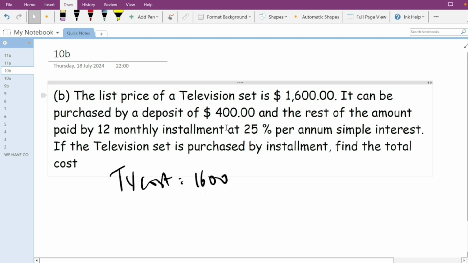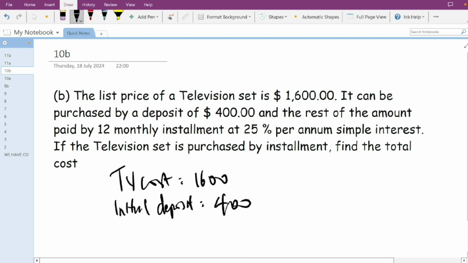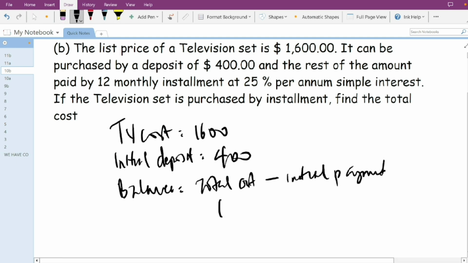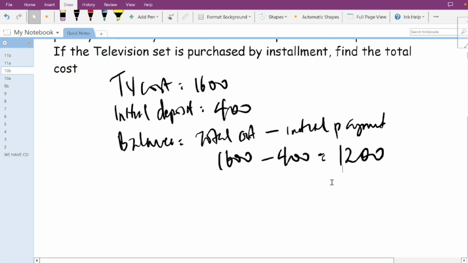So the rest will be paid in installments with 25% simple interest. Now we need to know how much is to be paid after paying a deposit of $400, the initial payment. The balance to be paid will be total cost minus initial payment, which is $1,600 minus $400, which will give us $1,200. That means the balance to be paid is $1,200.